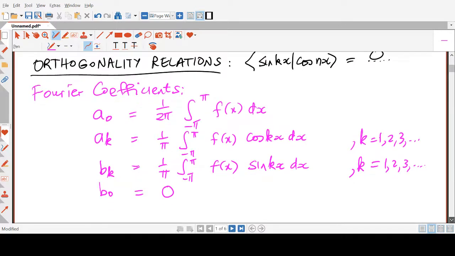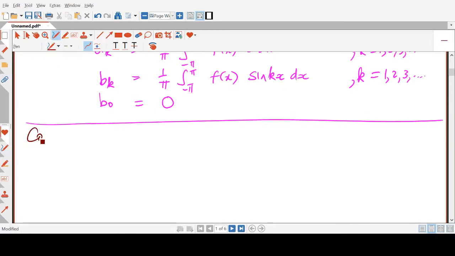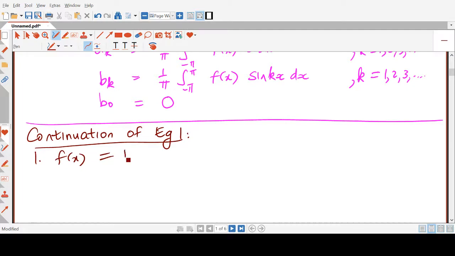All right, so yesterday I was busy with an example. Let me finish the example. We don't have to do the whole example again. Continuation of example 1. To recap, example 1 had the function f of x equals 1 between minus pi and 0, and it's 2 between 0 and pi.